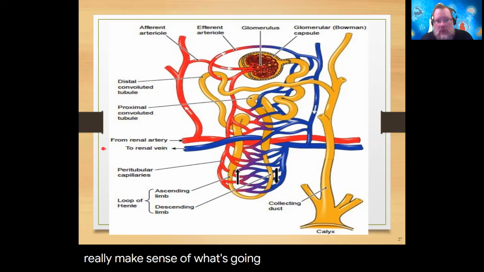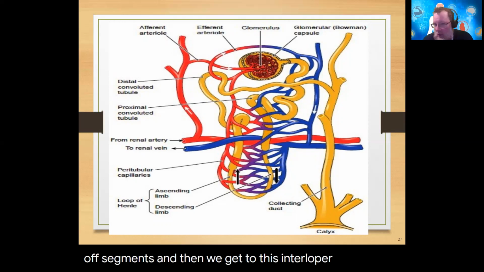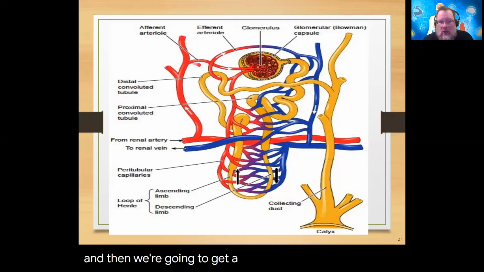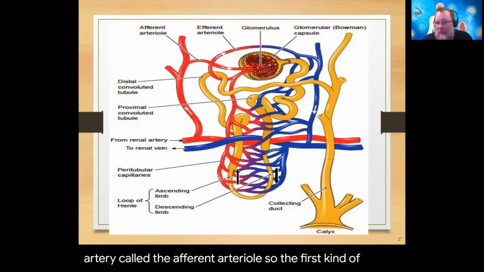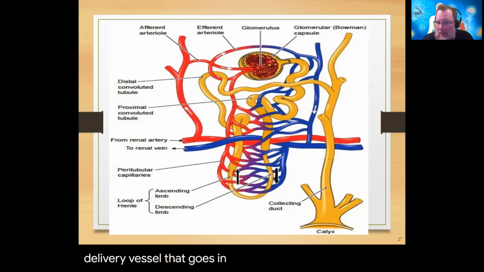So we have the renal artery down here, and again, it winds through, breaks off segments, and then we get to this interlobular artery. And then we're going to get a branch off of that interlobular artery called the afferent arteriole. So the first blood delivery vessel that goes into the glomerulus is called an afferent, with an A, arteriole.